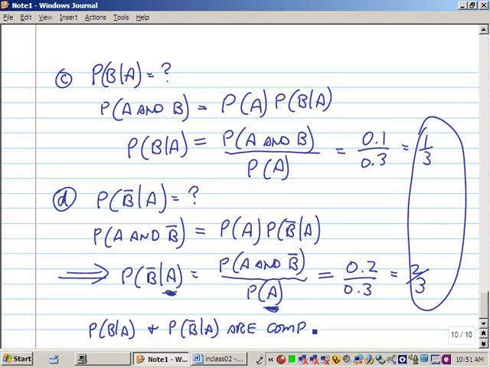Why? Well, they're both conditioned on A. And of course B and B bar are complements, so as long as the condition is the same, the events will be complements, because the first parts of the events are complements.